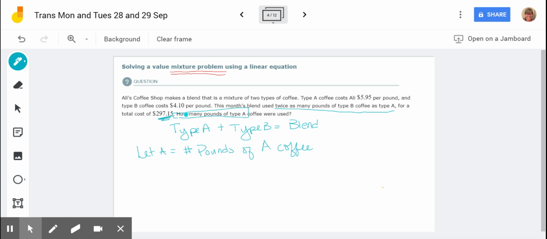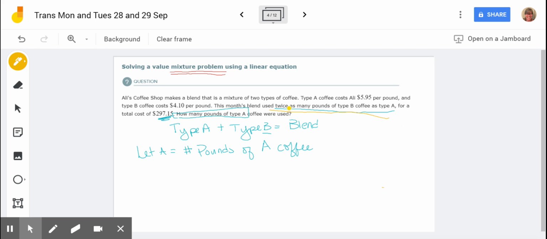Then we have type B, but we can't use the letter B yet, guys, and it sucks. Because when you can use 2 letters and you have 2 equations, it makes life so much easier. But we don't do that, so we can't use B. So we have to define B in terms of A. And that's where this little piece gets really important right here. It says twice as many pounds of type B as A.